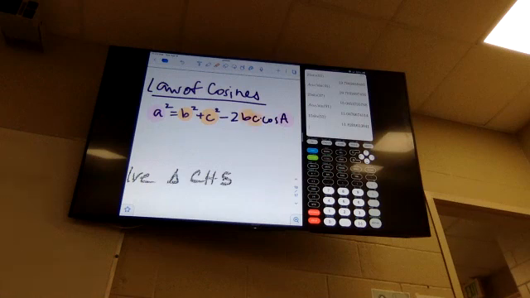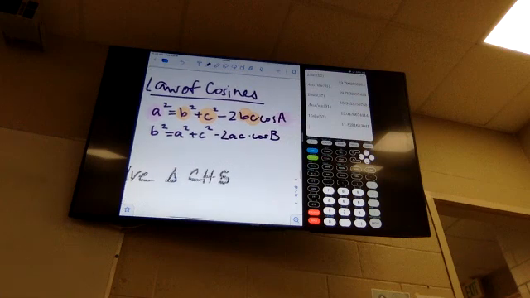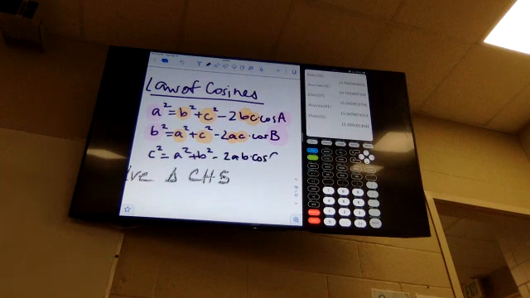I'm going to do this now with b and with c as well. So same thing, I'm going to do b squared equals a squared plus c squared minus 2ac times cosine of b. Again, the a and the c are being squared and then multiplied, while the b, since it's by itself, is also the angle that we're doing cosine of. And then last, we'll do it for c. C squared equals a squared plus b squared minus 2ab cosine of c.